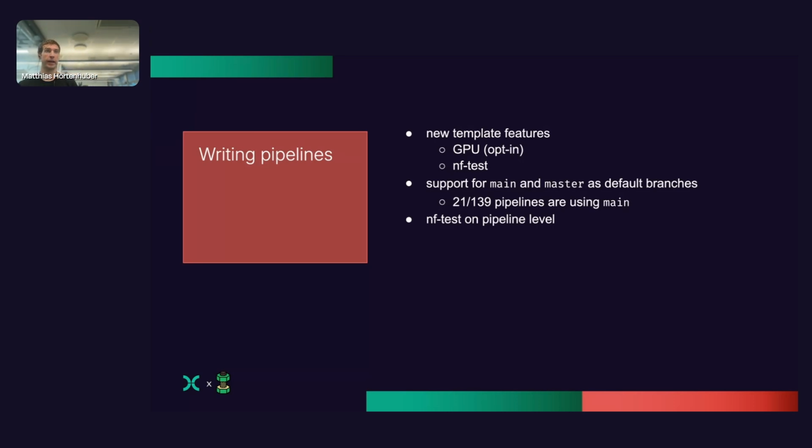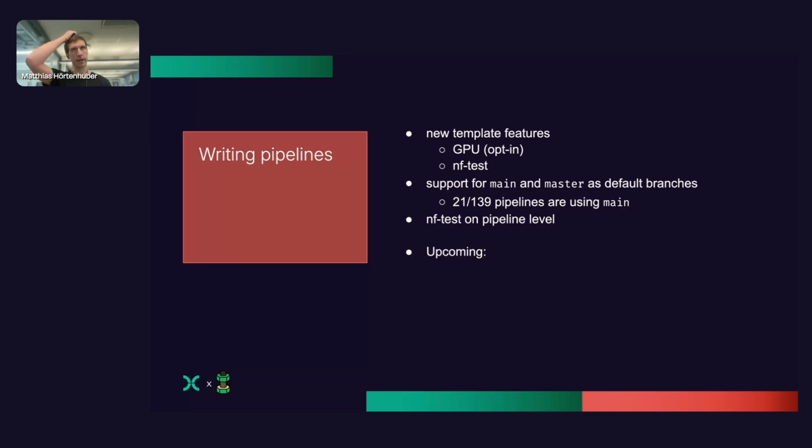Next, a big change we had quite recently was that we added nf-test as the testing framework for pipelines. Before, the only test we had was basically, does the pipeline run? Now with nf-test, we can actually nicely test all the outputs of the pipelines and check what changes between pipeline versions.